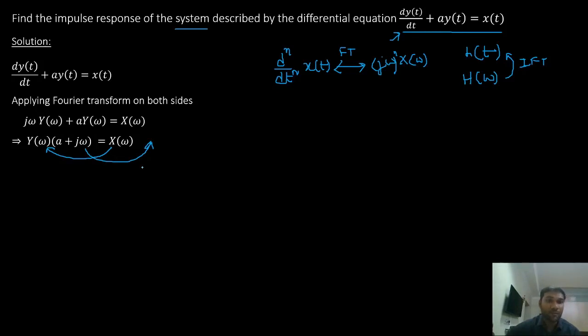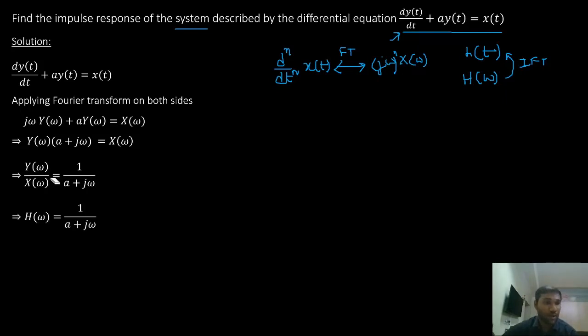So what will happen? Y of omega divided by x of omega is equal to 1 by a plus j omega. This is nothing but y by x, output divided by input, which is my transfer function h of omega, that is 1 by a plus j omega. Now I have got my h of omega, but I have to find the impulse response of the system. Impulse response means h of t.